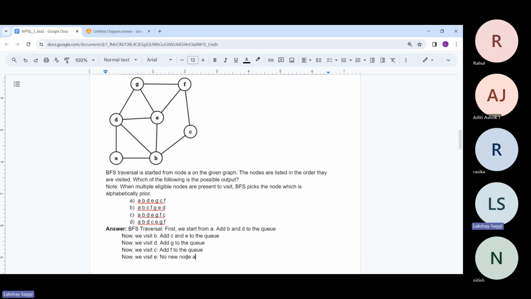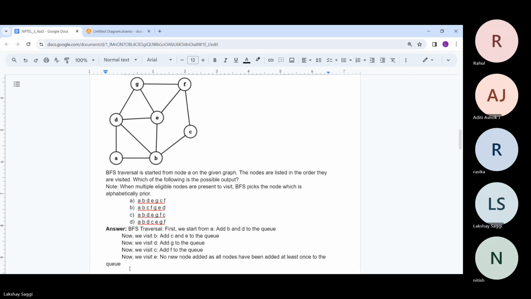No new node added, as all nodes have been added at least once to the queue. So now no new nodes will be added. So we'll visit E then, and after that we'll be visiting G, and then we'll be visiting F.